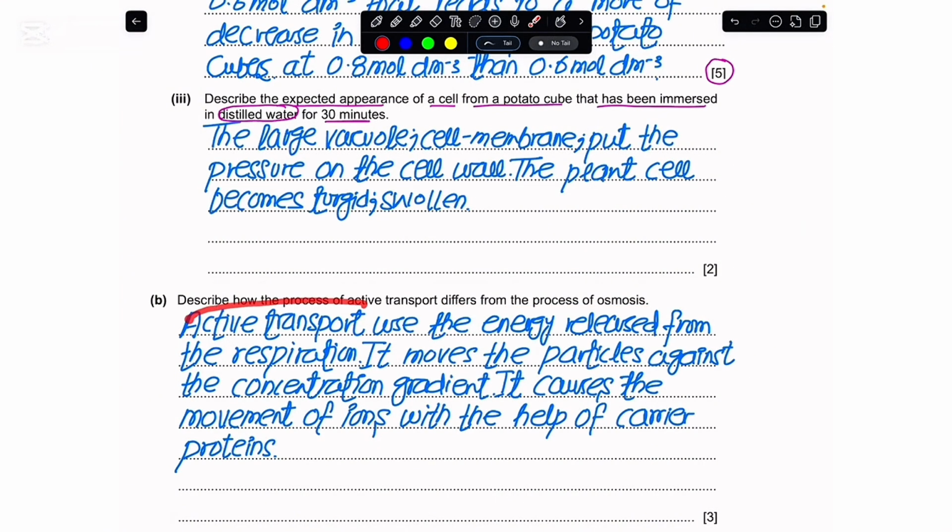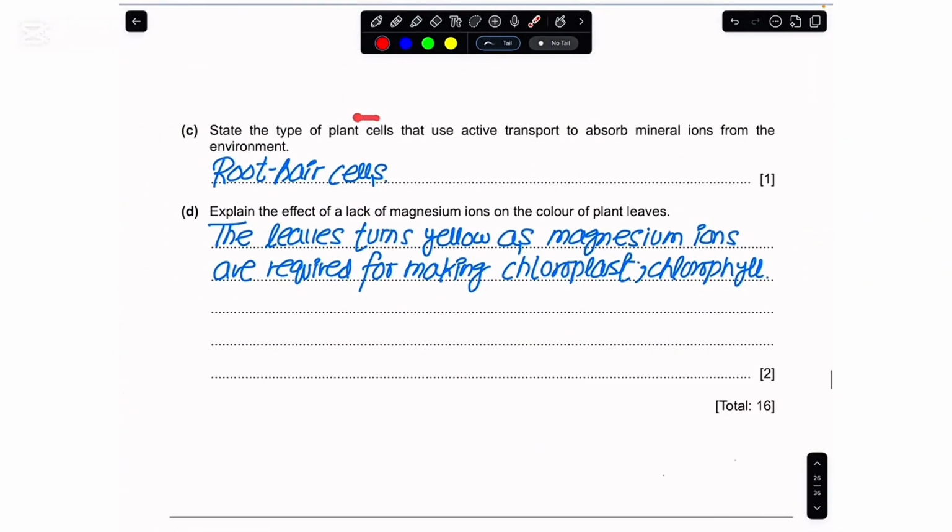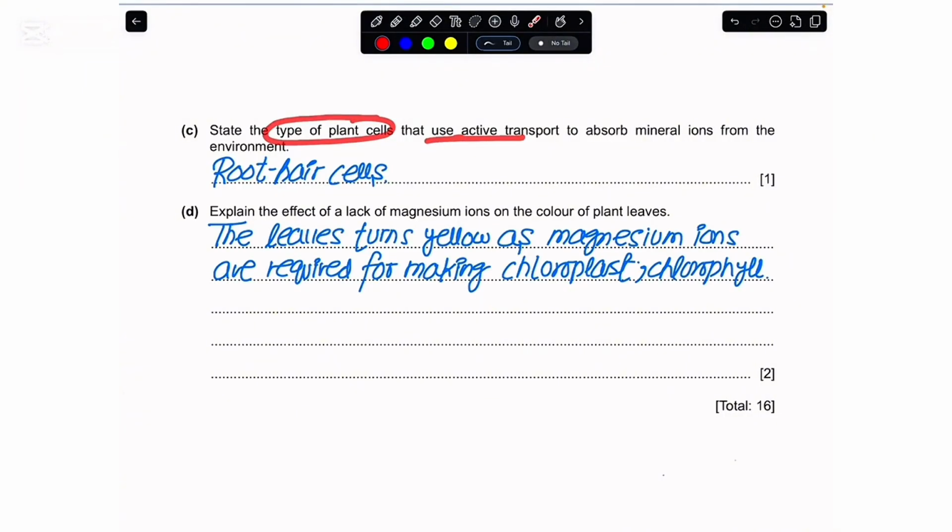So we know it very well that active transport uses energy which is released from respiration, and active transport would move the particles against the concentration gradient, and active transport would cause the movement of the ions with the help of carrier proteins, and none of these situations we see in the case of osmosis. Moving onward to the C part, they say state the type of plant cell that uses active transport to absorb the mineral ions from the environment.